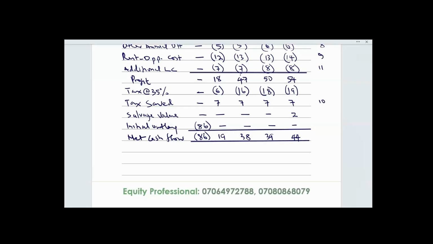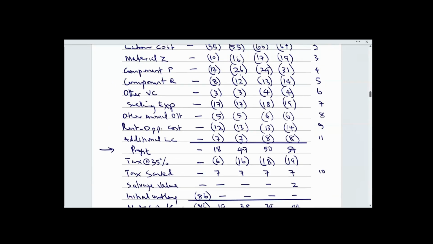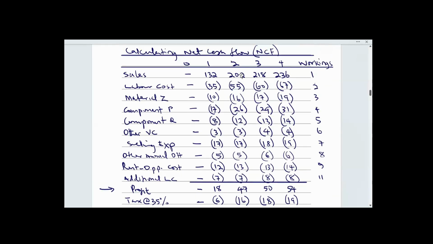So with this net cash flow, you can use any technique to evaluate the project. You can use NPV. You can use internal rate of return. You can use payback period. You can use modified internal rate of return. You can use project duration. The only technique you cannot use is accounting rate of return because accounting rate of return makes use of accounting profit or loss. So now that we have the net cash flow, we can then calculate the internal rate of return.